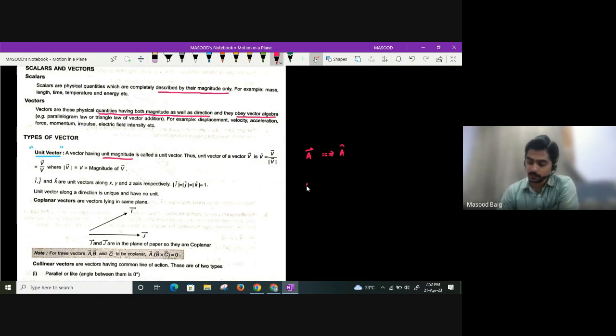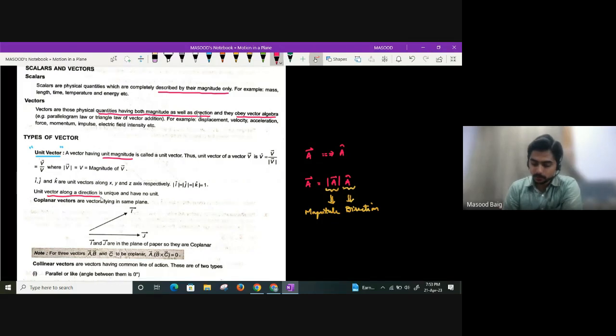And how can I write a vector? Any vector should have both magnitude and direction, yes or no? So this will be the magnitude of a bar, and direction will always be given by the unit vector. So any vector can be represented as magnitude times unit vector. This gives us the magnitude, and this gives us the direction. So what does the unit vector represent? Unit vector always represents direction. For a vector to be defined, it should have both magnitude and direction. Clear, all of you?